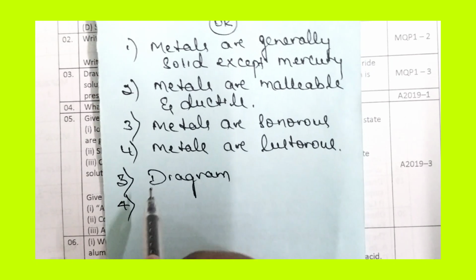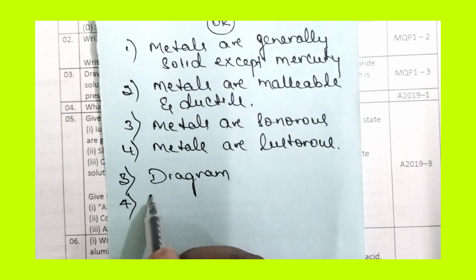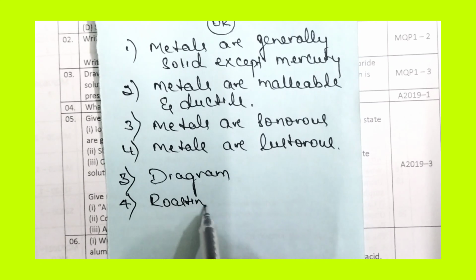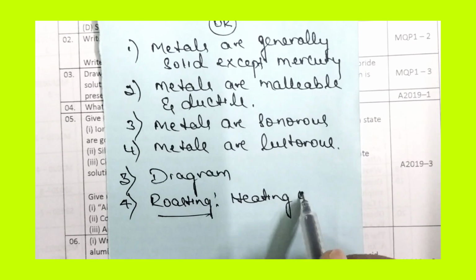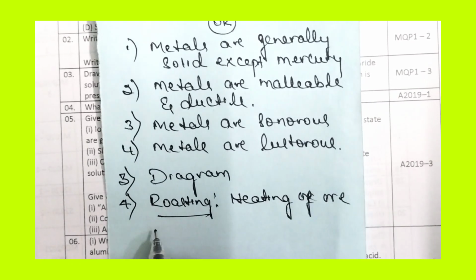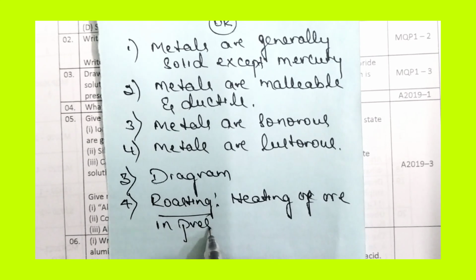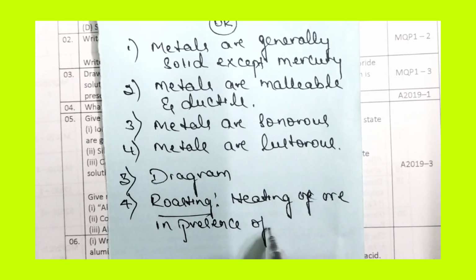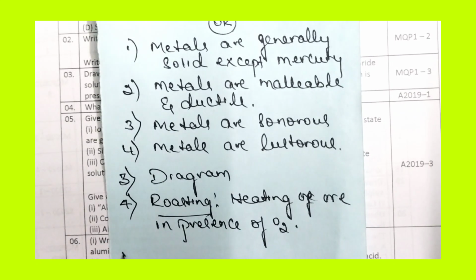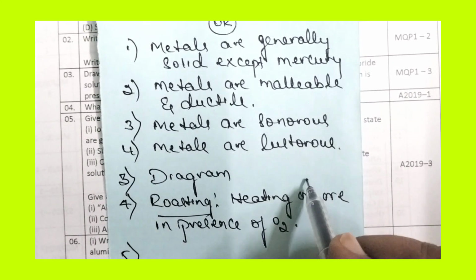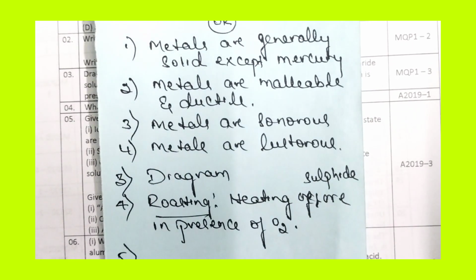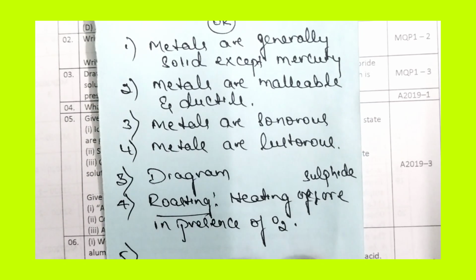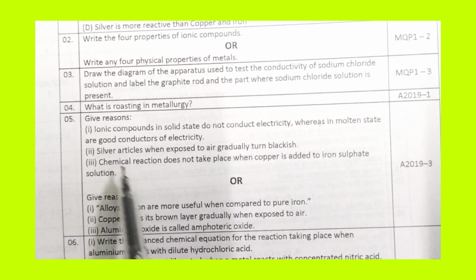The fourth question is what is roasting. Roasting means heating of ore in presence of oxygen. Heating of ore in presence of oxygen is called roasting. Here we are heating sulfide ore, because in roasting we heat sulfide ore. Heating of sulfide ore in presence of oxygen is called roasting. So now let us move to the fifth question.